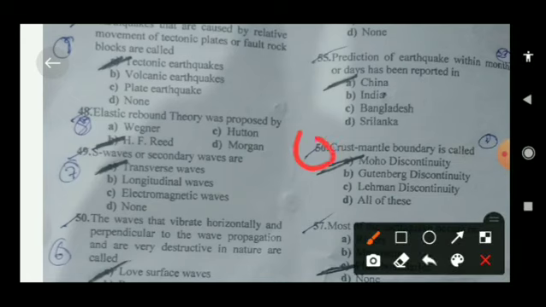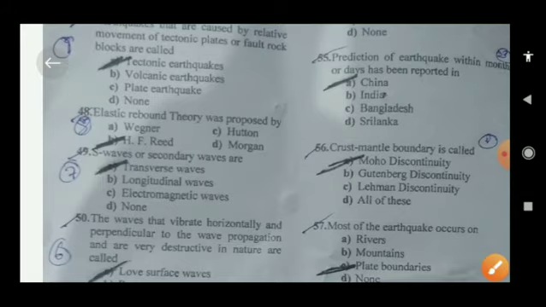Next question is, crust mantle boundary is called. The right option is Moho discontinuity. Next question is, S waves or secondary waves or. The right option is transverse waves. Next question is, the waves that vibrate horizontally and perpendicular to the wave propagation and are very destructive in nature are called. The right option is low surface waves. Next question is, most of the earthquakes occur on. The right option is plate boundaries.